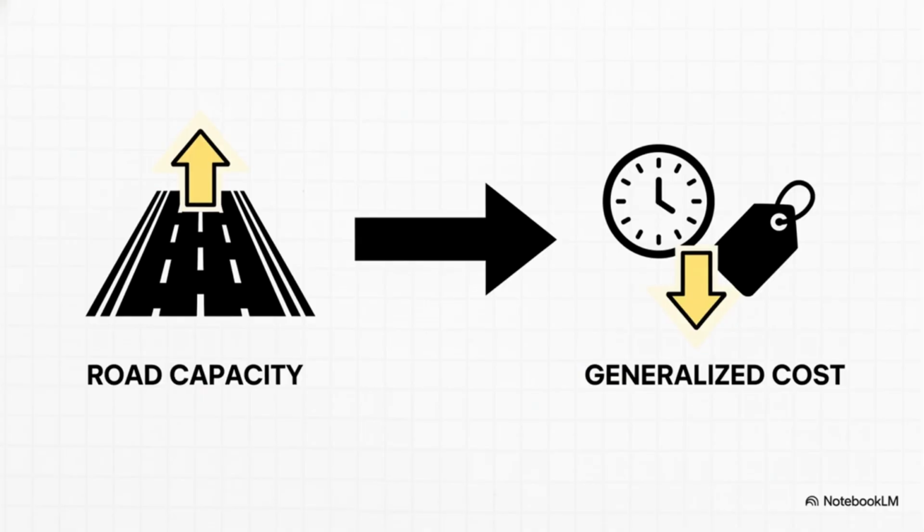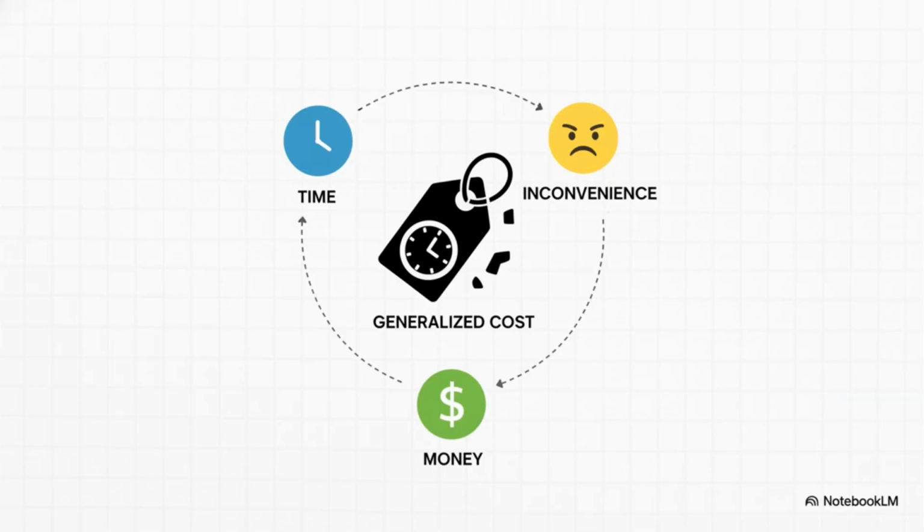So let's start to peel back the layers here. When we add capacity, more lanes on the road, the generalized cost of using that system goes down. And listen, when I say cost, I'm not just talking about money, like tolls or gas. In these big, complex systems, the true cost is made up of a lot of other things.